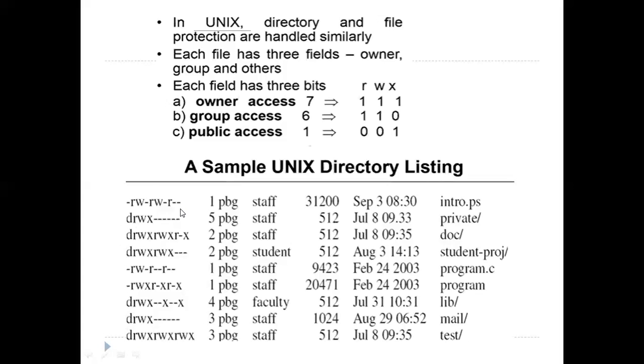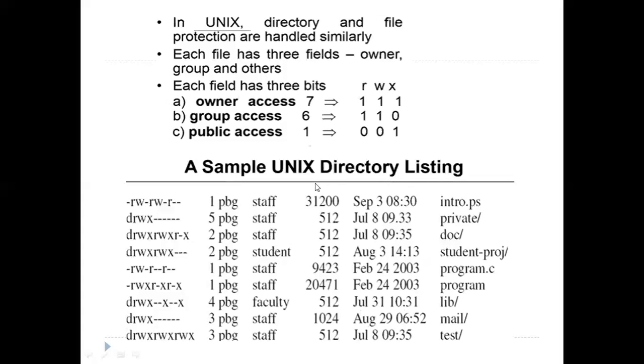There are commands like change mode. In Unix, there are commands like change mode, where you can give the access to the file or the directory. Okay, if I give change mode 777 means what? All access for users, all access for group, all access for others. Okay, so you can see.